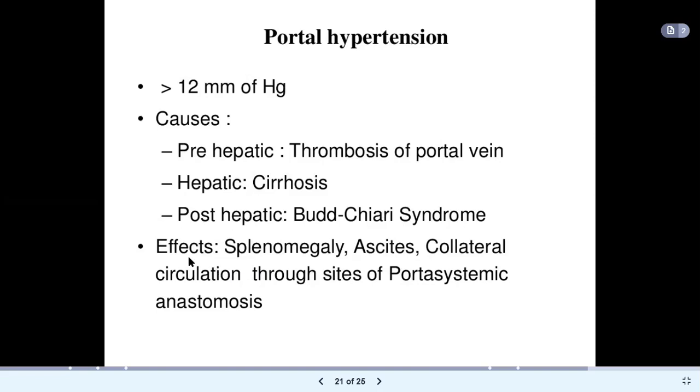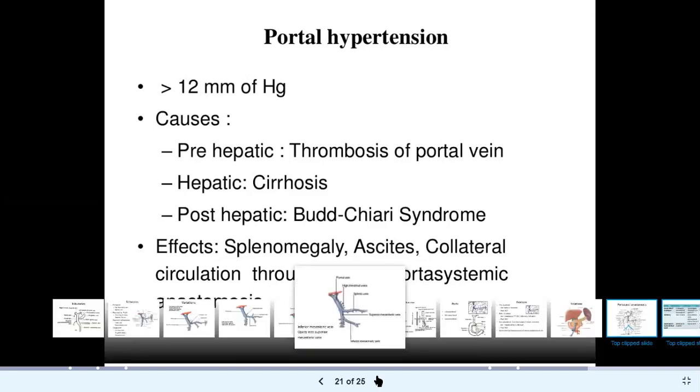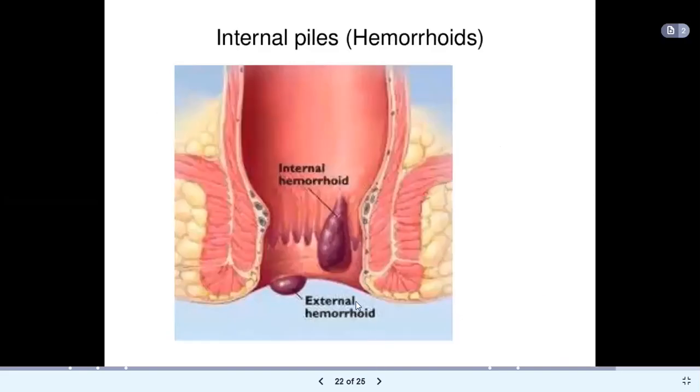The effects are that the patient presents with splenomegaly, and collection of fluid in the peritoneal cavity, which is called ascites. There may be collateral circulation through sites of portosystemic anastomosis. Suppose there is a rupture of the portocaval anastomosis at the anal canal, the patient presents with internal piles or hemorrhoids, external hemorrhoids. That means you will see the fecal matter containing blood.